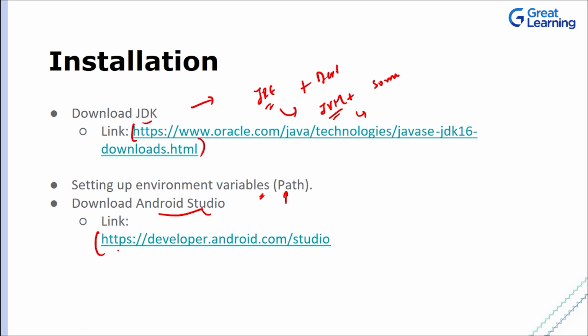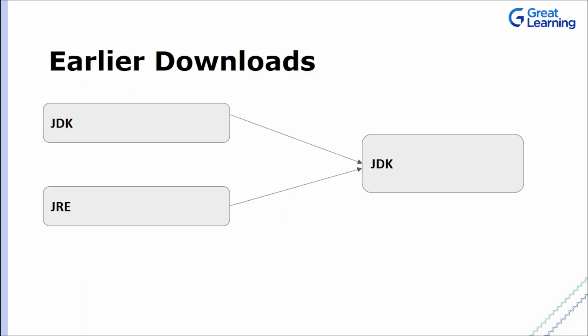This is the link that you guys will follow. Now, before we go into the downloading process and how to install both of these things, in earlier downloads, what used to happen? We had the Java Development Kit separately, and we needed to download the Java Runtime Environment separately.